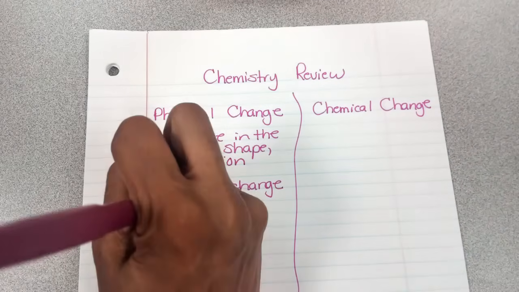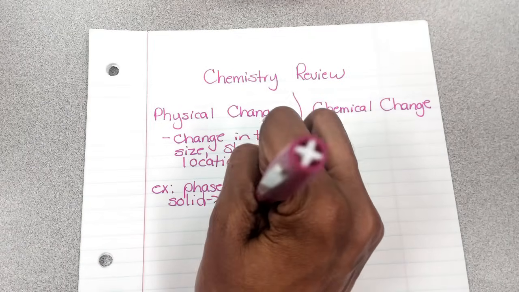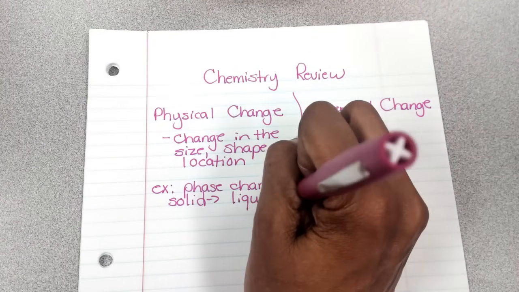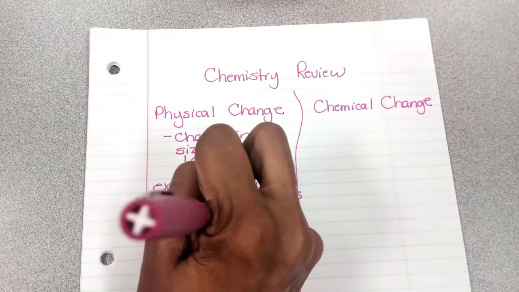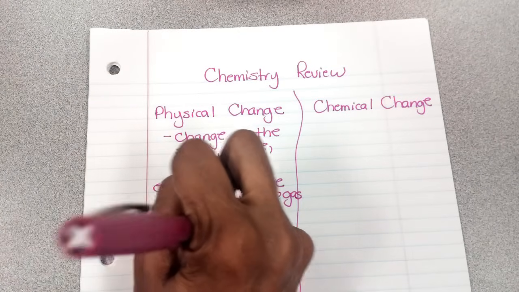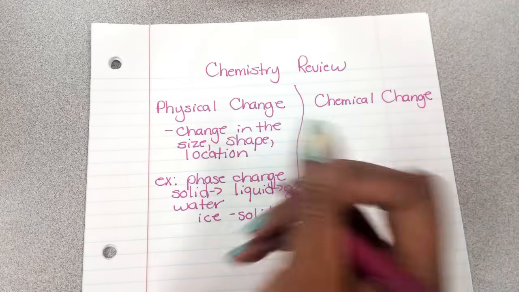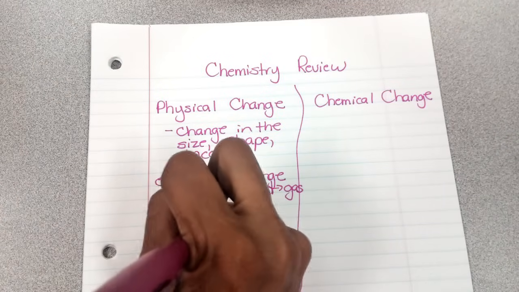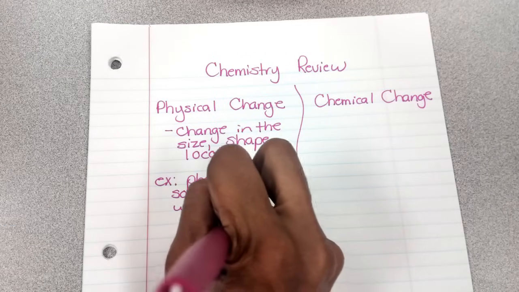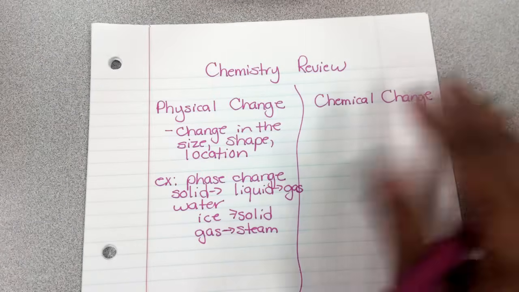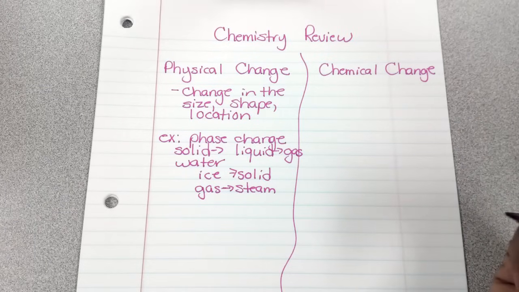And by phase change, I mean solid, liquid, or gas. Okay? So a good example of this is water. The solid form of water is ice. Then we all know that the liquid form is fluid, and then the gas form of water is steam. Okay, so it's all still water, it's just in different phases. So when it's solid, it's ice. When it's liquid, it's flowing, and when it's gas, it's steam.